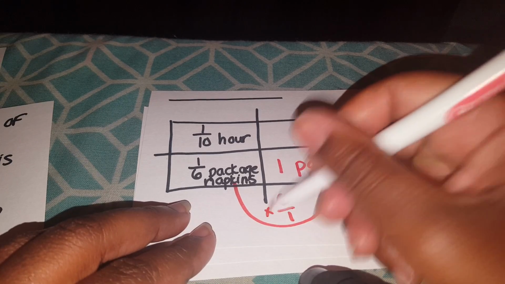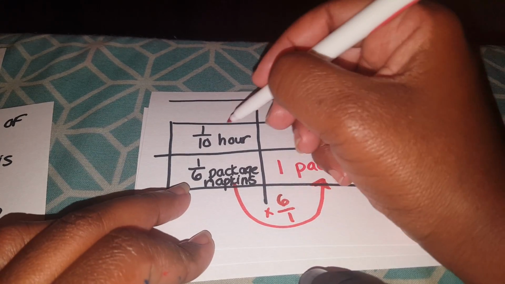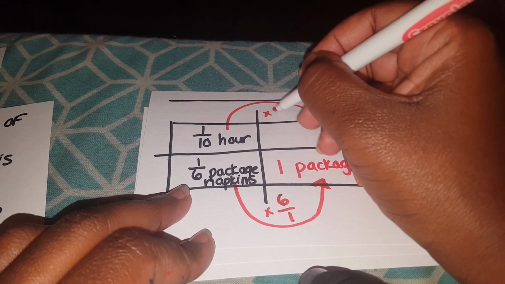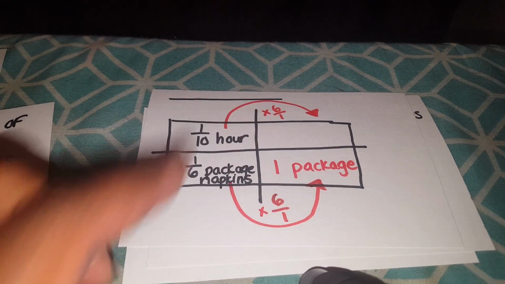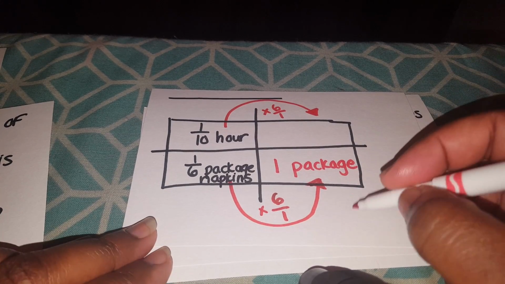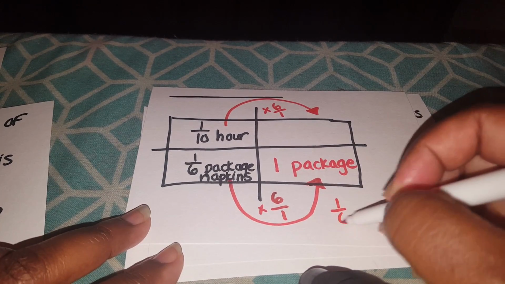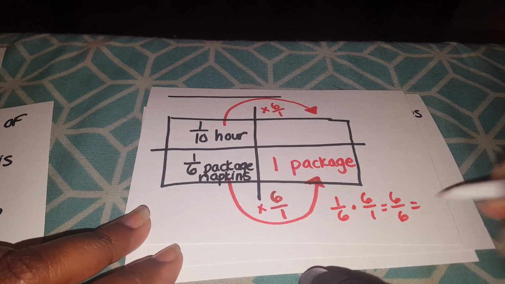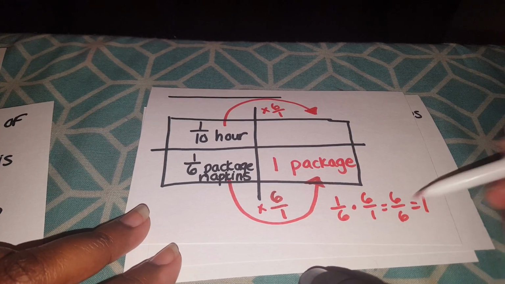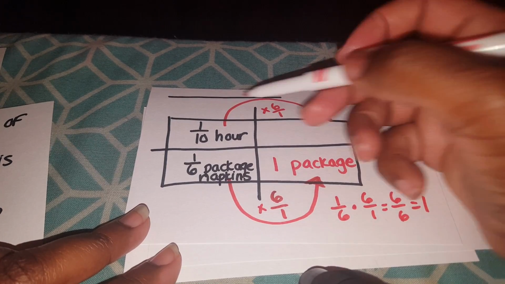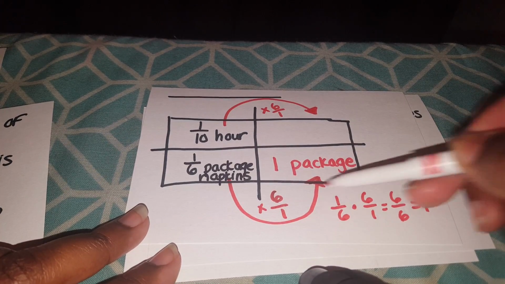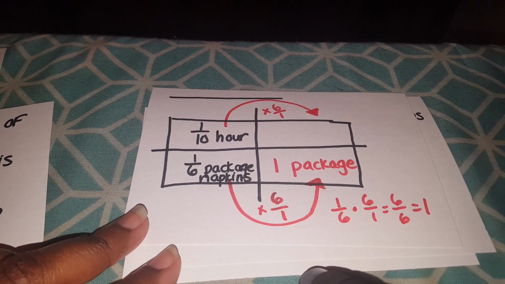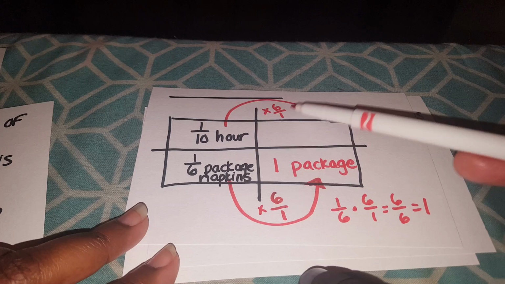you are right. Whatever you do to the bottom, do it to the top. So times 6/1. Hey, do you need some proof that this equals 1? Let's do it. 1/6 times 6/1 equals 6/6, which is 1 whole, because 6 divided by 6 is 1. You don't have to do this though. This is optional. This is just for those people that say, well, why does that equal 1? That's why.